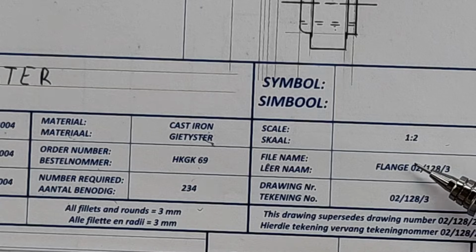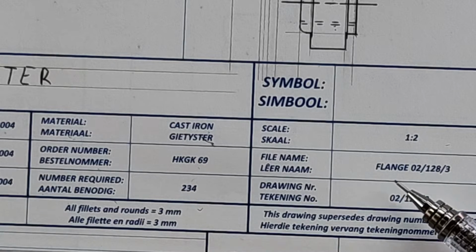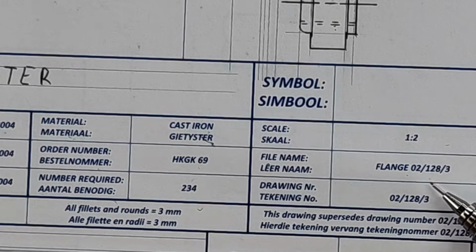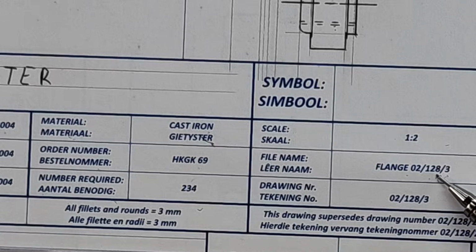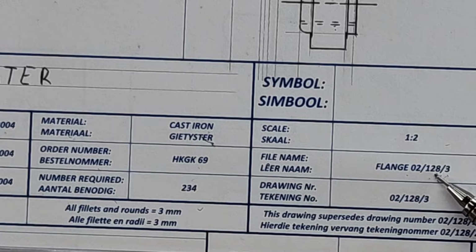Number 16, state the file name and what it is used for. Okay, there's the file name, flange 0 to 1283. What is it used for? It's the name on which it's stored in the computer.